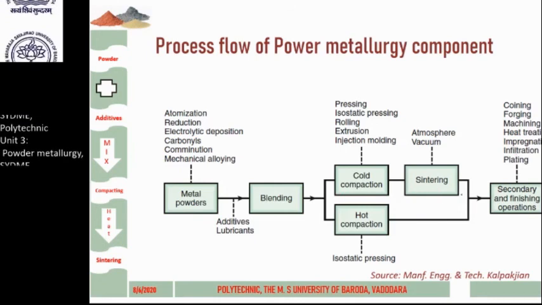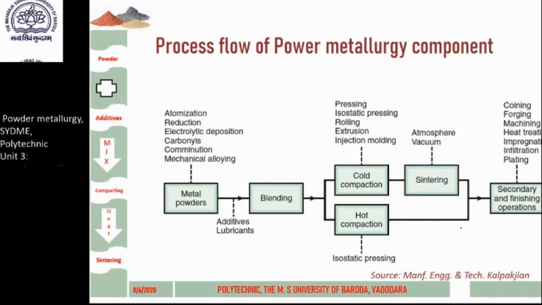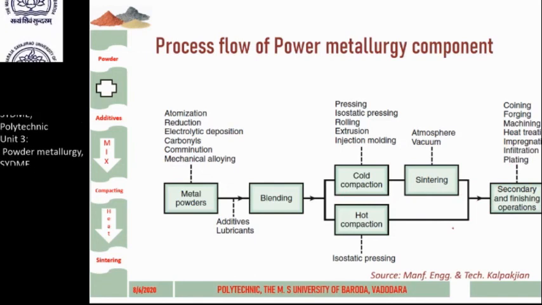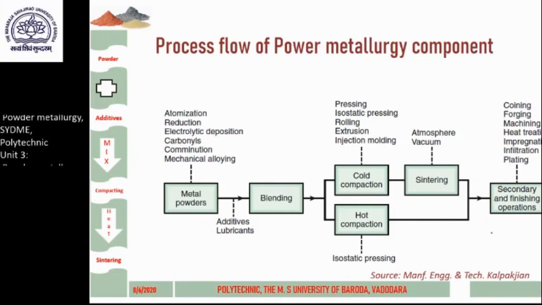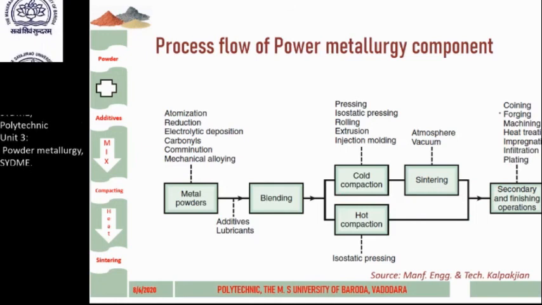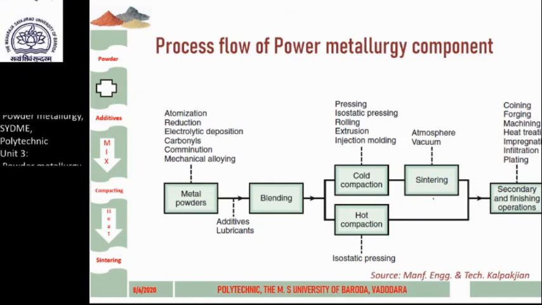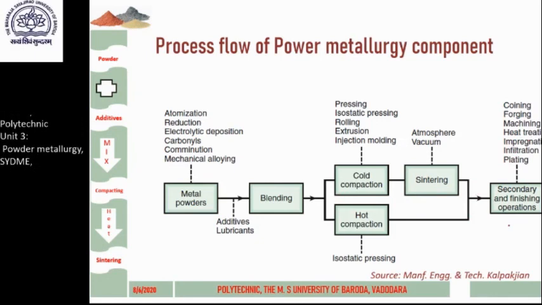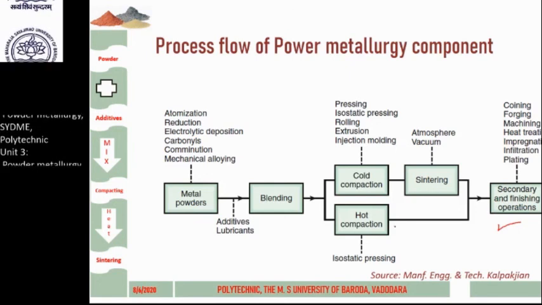Second and last thing, after making some part from this, it may be a rod, it may be a sheet, it may be the particular component shape, then secondary operations, whether you need to drill something, clean something, plating, machining, such operations are done so that your final finished product is ready for use.